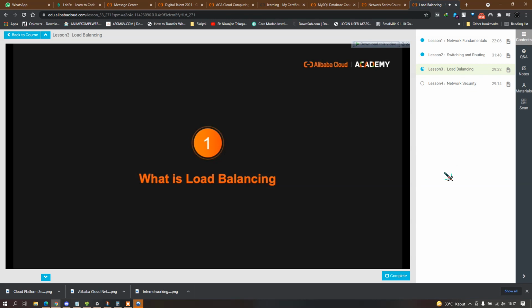For the first section, we will learn about what load balancing is. In this section, we will have a brief understanding of the load balancing service. So we move on.